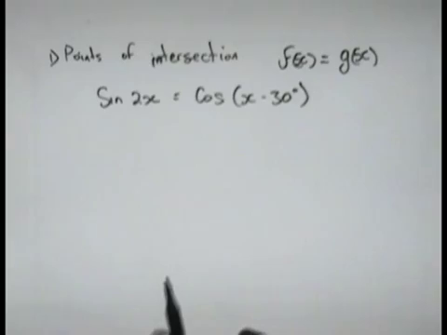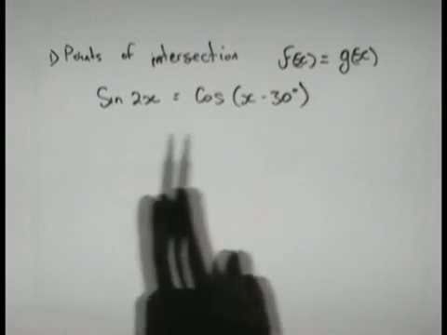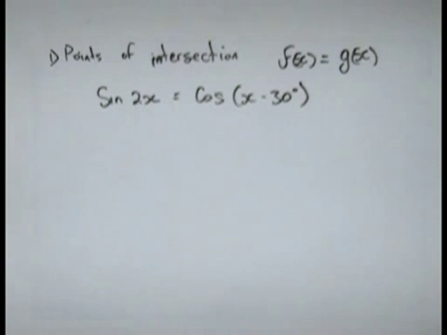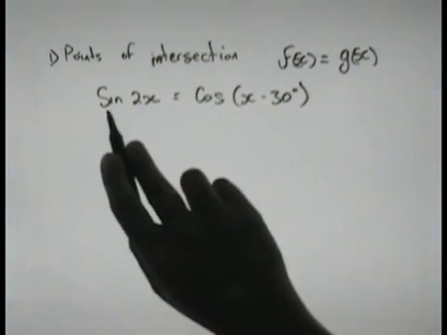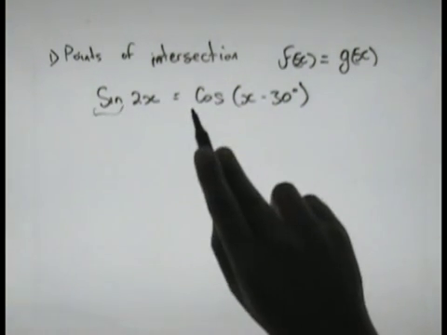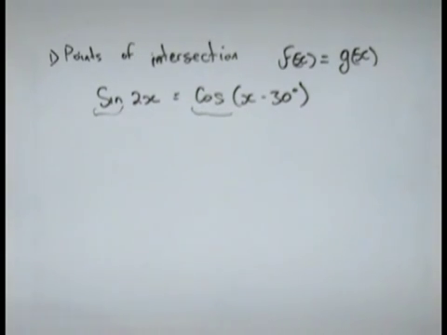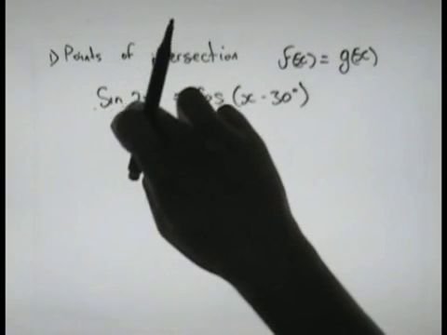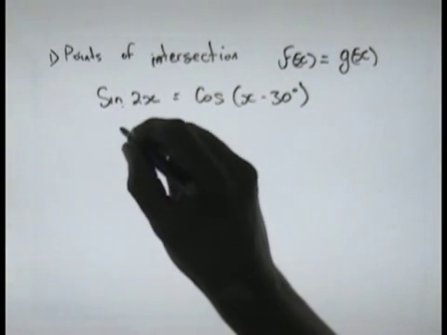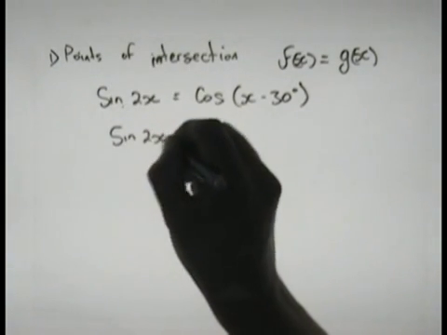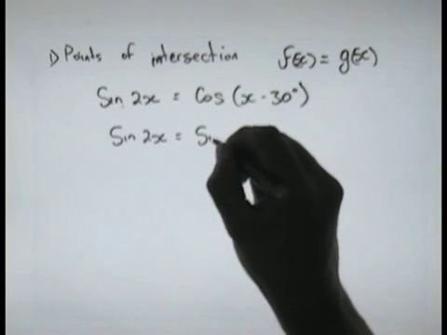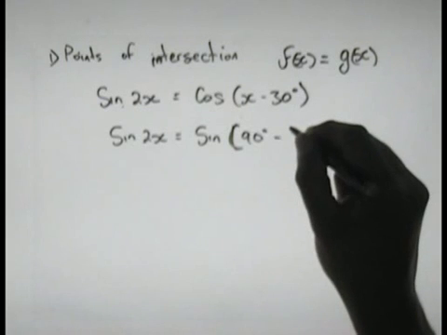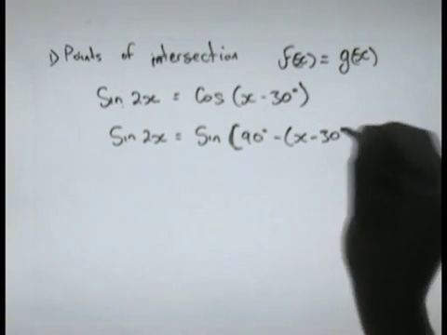When f of x is equal to g of x, to get our corresponding x values, we need to solve this mathematically. What's the problem with this? One is a sine and one is cos. As you saw in the previous exercise, it was an easy one to solve. Keep this as sine of 2x is equal to sine of 90 degrees minus x minus 30 degrees.